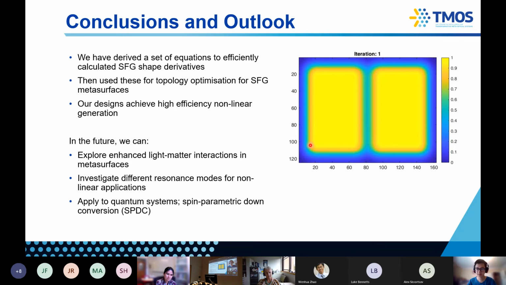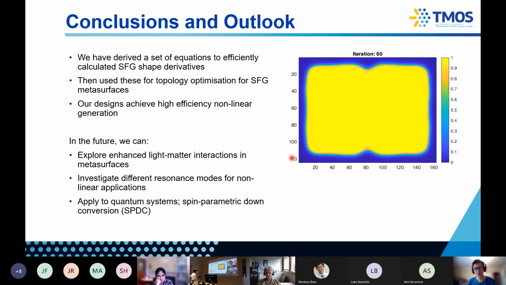And finally, there's this animation which shows how the optimization converges to the final shape, which occurs over 100 iterations. So it's not that slow. Of course, the more iterations that you have, the longer it takes.